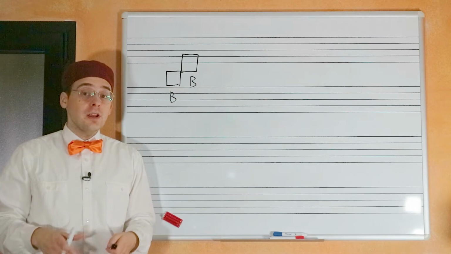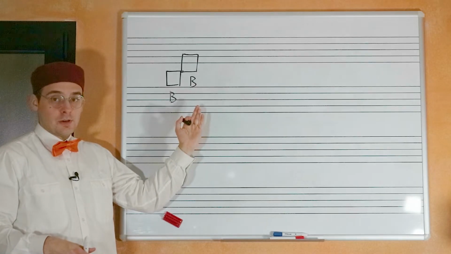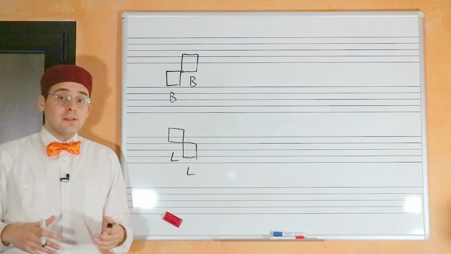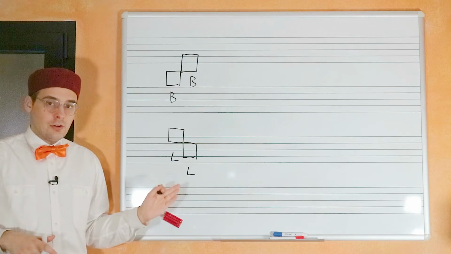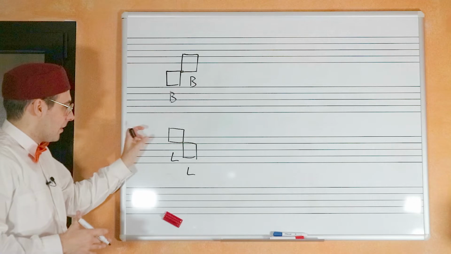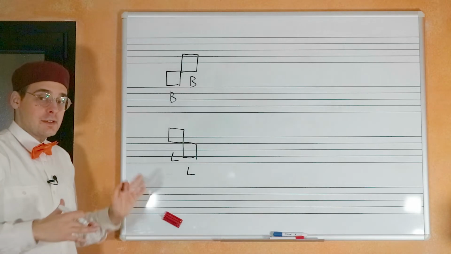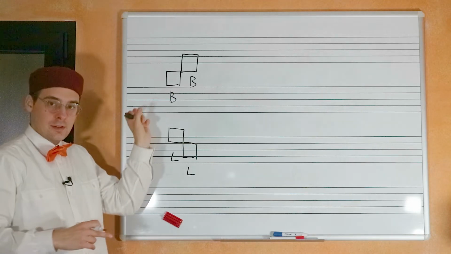The first rule says two ascending notes are brevis and brevis. The second rule says that two descending notes are longa and longa. As you can see, the form of each square is the same, but the only difference is the position and the direction of all these squares.